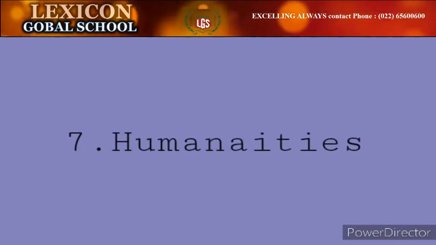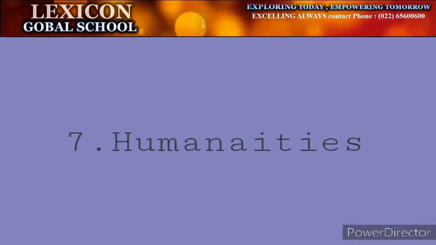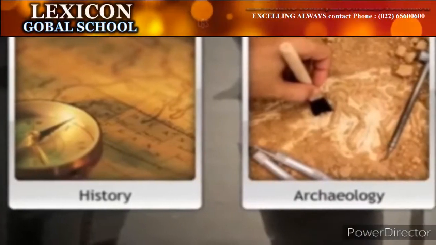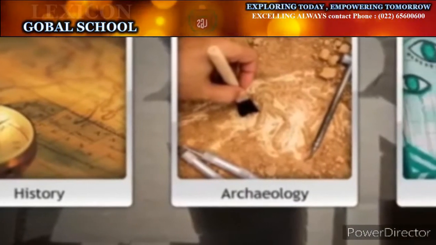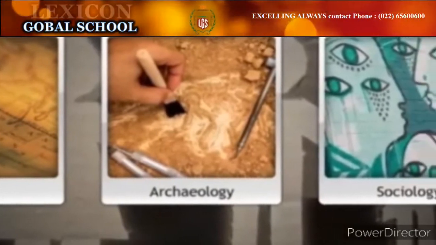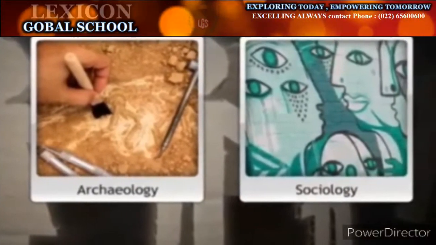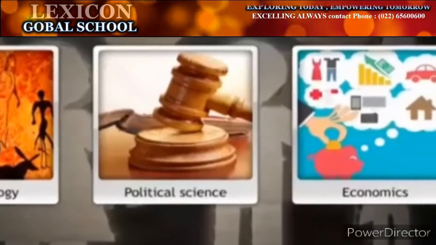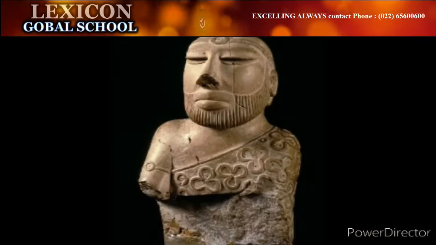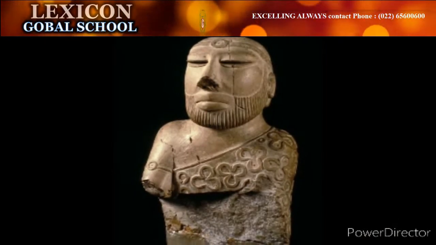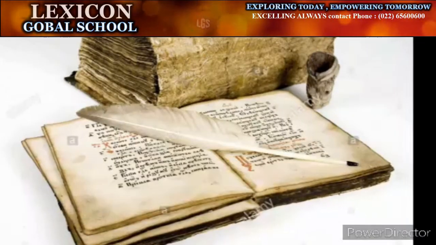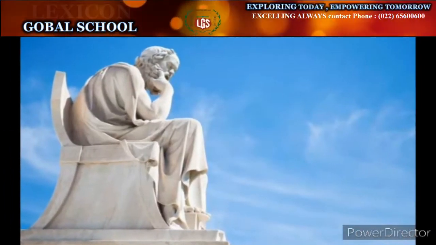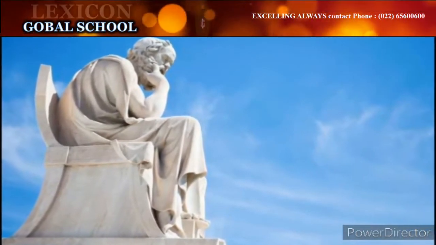And last is humanities. Humanities include disciplines like history, archaeology, sociology, anthropology, political science, economics, etc. To understand the history of the origin and development of these disciplines is an essential part of the learning. All disciplines are supposed to have their origin in philosophy.